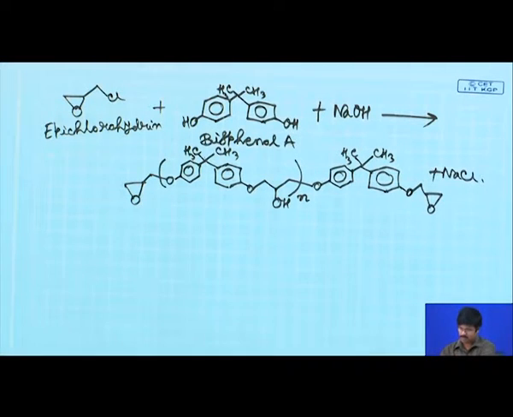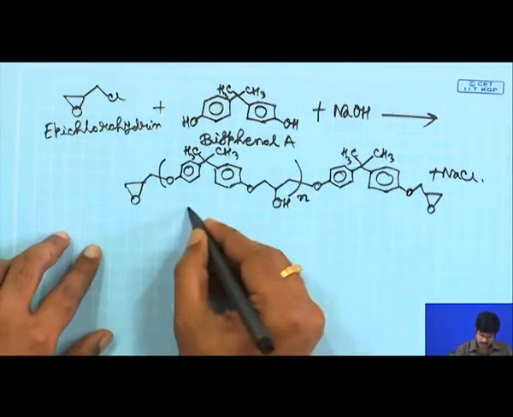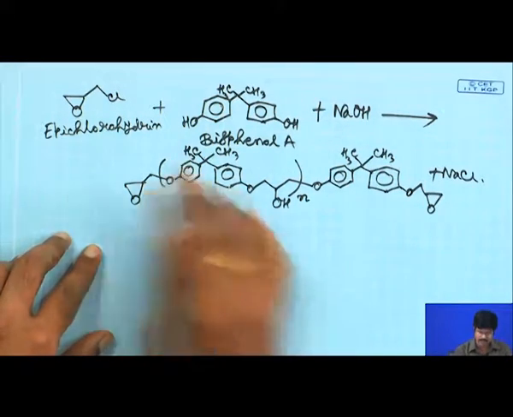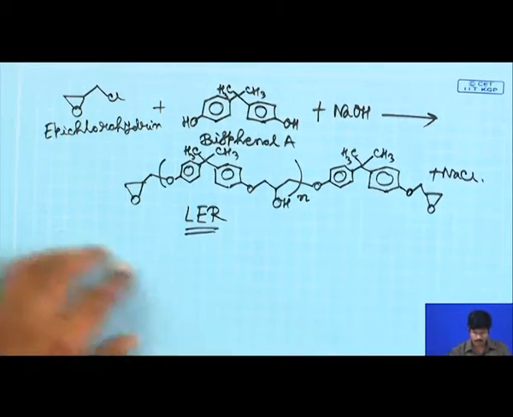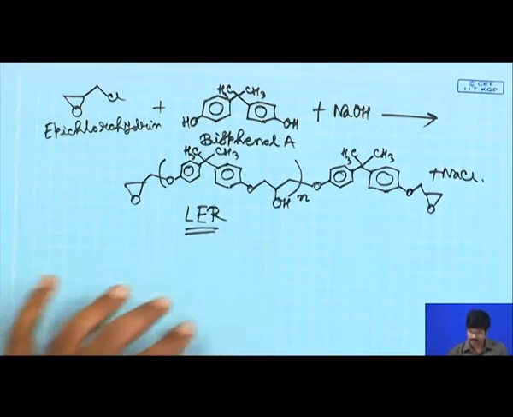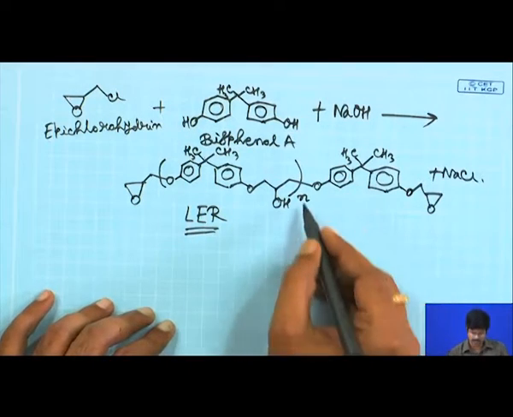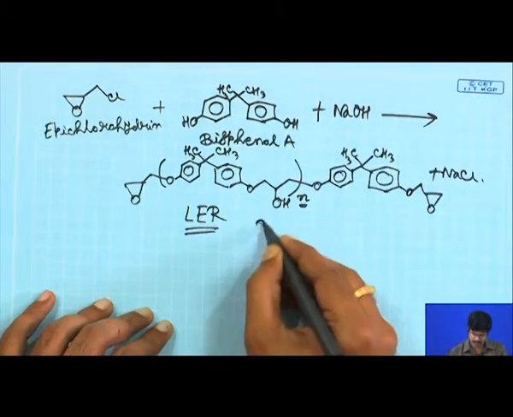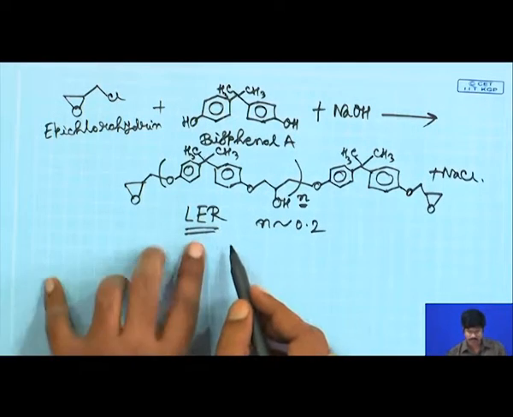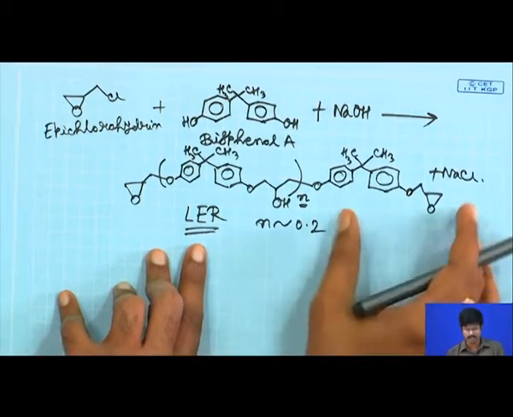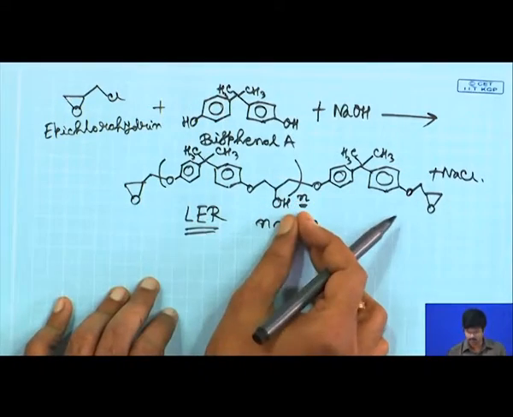So, we will discuss this in little more detail now. So, this is the general reaction for epoxy resins. Now, this will be your liquid epoxy resin when the degree of polymerization, which is your N, is very low, N is very close to 0.2. That is why we told that a liquid epoxy resin is based on your diglycidyl ether of bisphenol A. This value is very, very low.